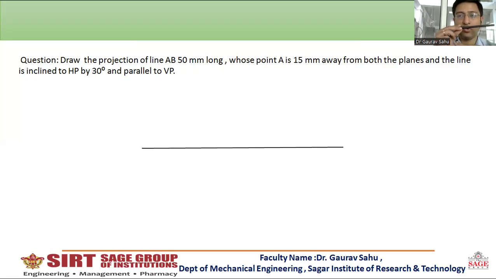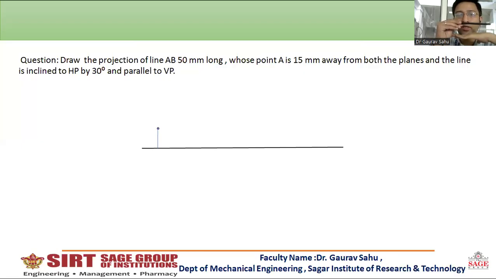So firstly, I should look at the point A. This point A is away from both the planes by 15 mm, that is, above HP by 15 mm and in front of VP by 15 mm. So dear students, whenever this kind of question comes to you, try to mark the position of the point. So it is 15 mm above HP, so I am tapping this point 15 mm above HP.